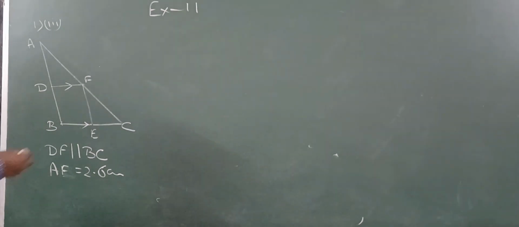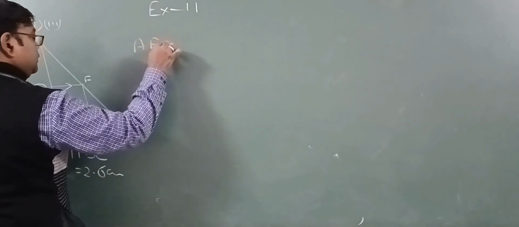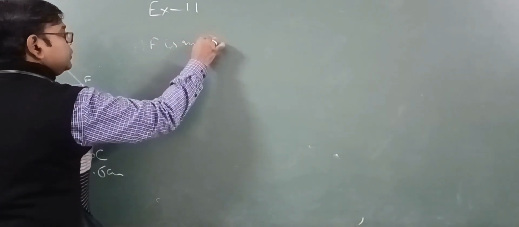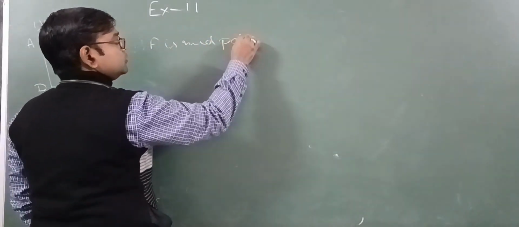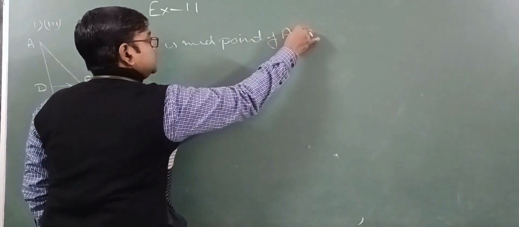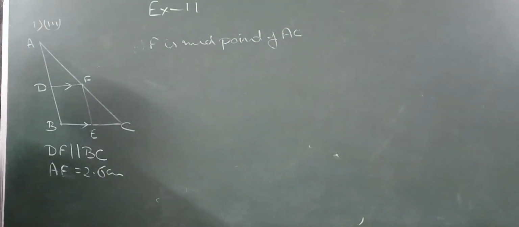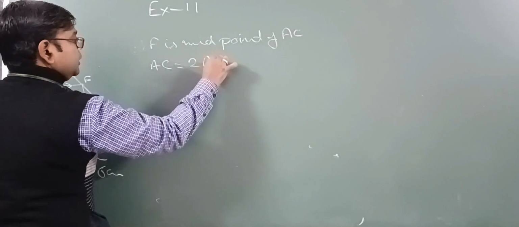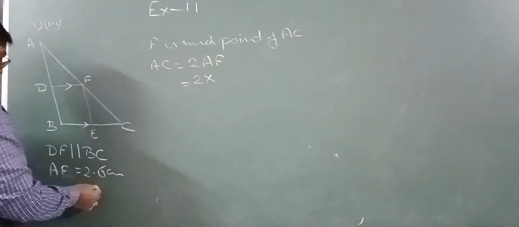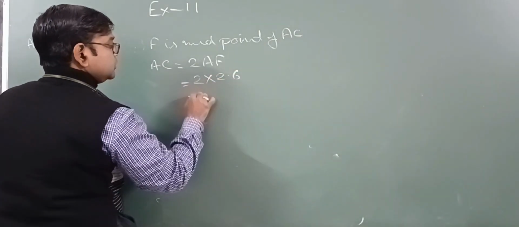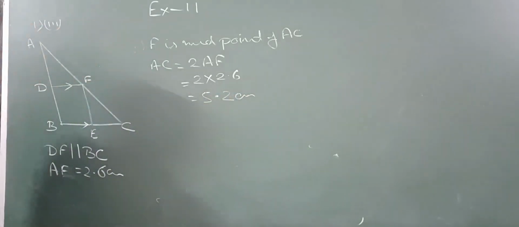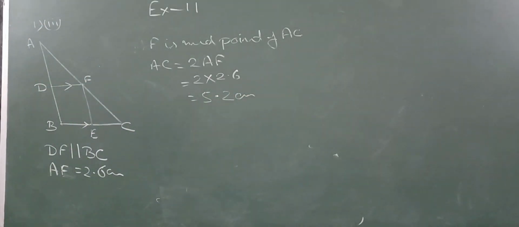as we know that we already proved AF. So F is midpoint of AC. We already proved previously from the converse of midpoint theorem. So AC is twice the AF. It's 2 into 2.6. It's 5.2 centimeter. This is the third part.